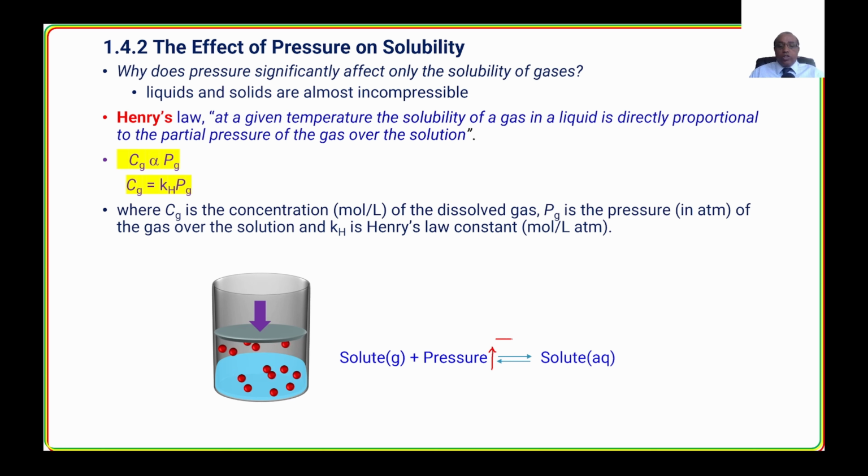The equilibrium will shift to the forward direction, which means more gas molecules will dissolve in the liquid so that you'll have an aqueous solution. Okay, so that's a very beautiful animation that clearly shows you what happens in a dynamic equilibrium. The number of molecules leaving equals the number of molecules entering, so the net effect is 0.